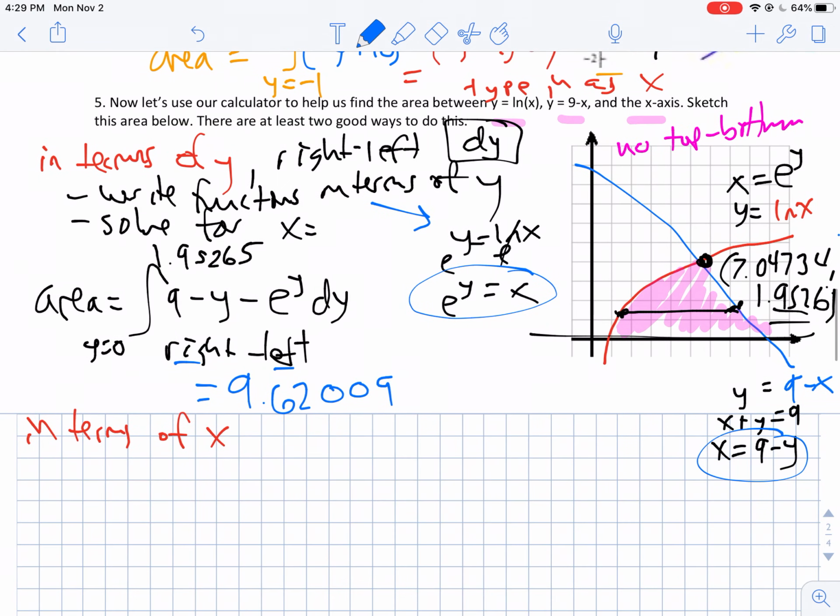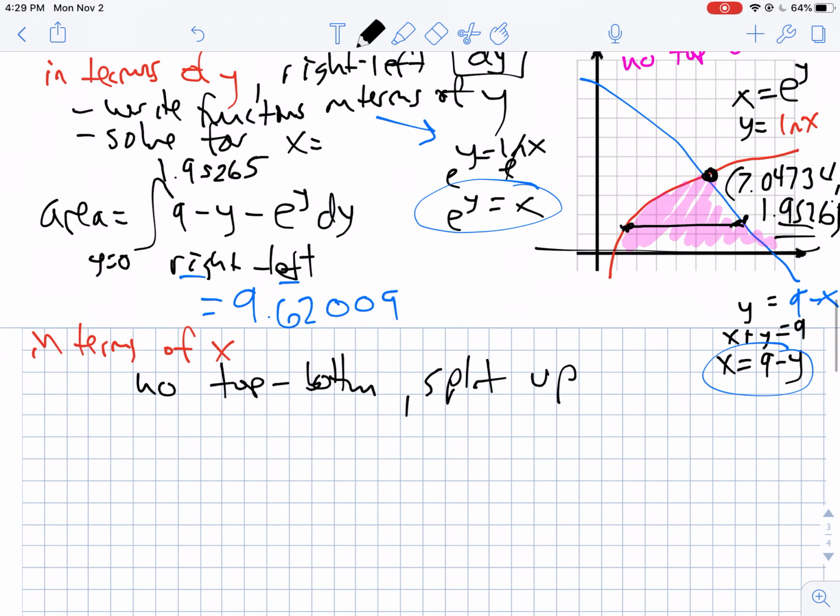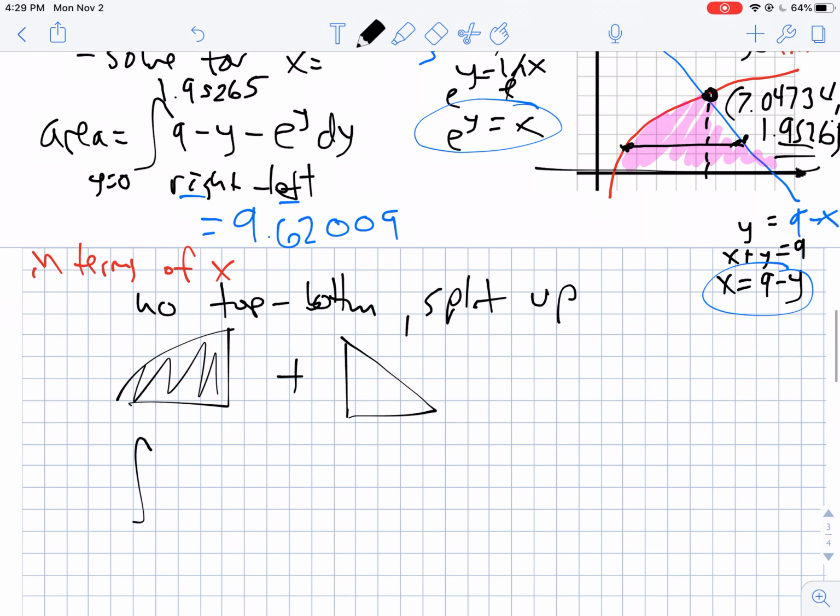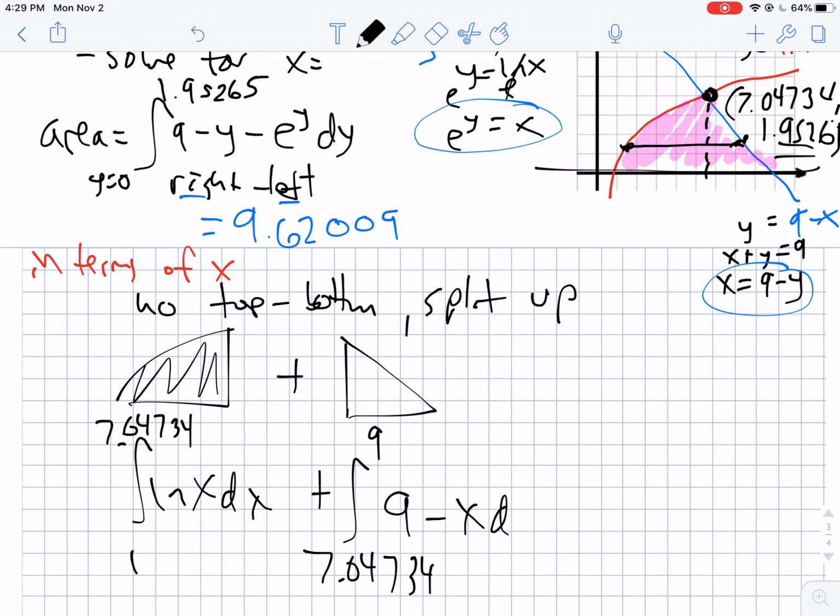It turns out there's actually another way to do this problem. You could also do it in terms of x, but again, there's no top minus bottom. So I have to split this up into two different integrals. I split it right down there and find the area under ln of x, plus the area under the line. So it's the integral from 1 to 7.04734 of ln of x, plus the integral from 7.04734 to 9 of 9 minus x. It's not a top minus bottom, so I need to do two separate integrals.